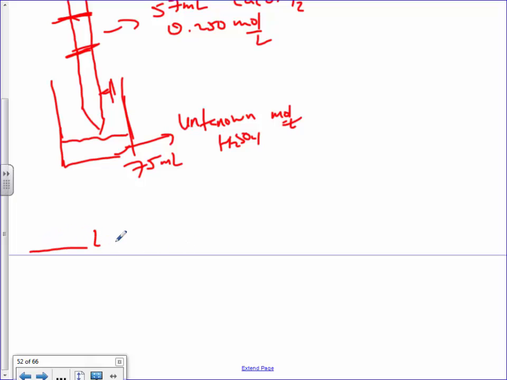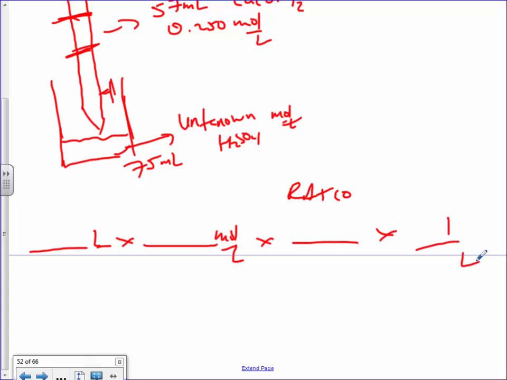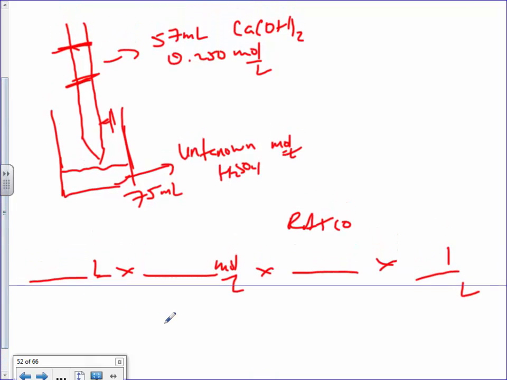Titration starts with a volume, then a moles per liter, then a ratio, and then 1 over a volume. You just got to get the numbers in the right spot. Where should we start? Actually, that's not a bad idea. Let's do a balanced equation. We don't need it yet, but may as well do that.